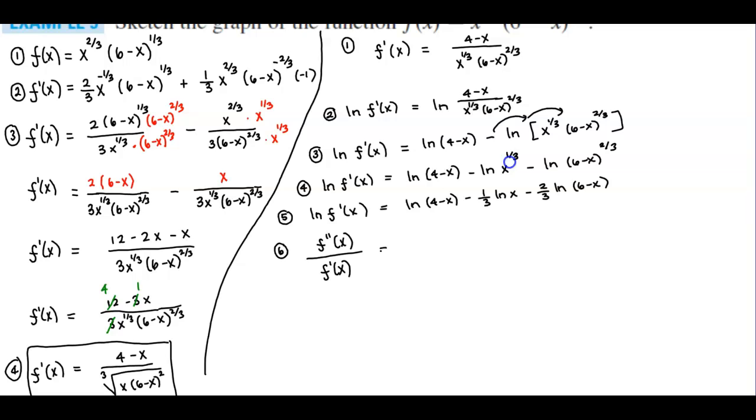Okay, and so next we need to find, what is the derivative of the natural log of (4 minus x)? Well, this is 1 over (4 minus x) times -1. This becomes minus 1/3 times the derivative of the natural log of x, which is 1 over x, and then minus 2/3 times the derivative of the natural log of (6 minus x), which is 1 over (6 minus x) times -1.